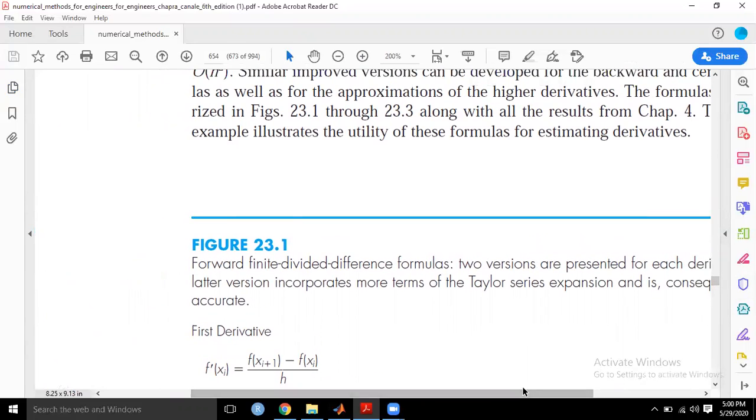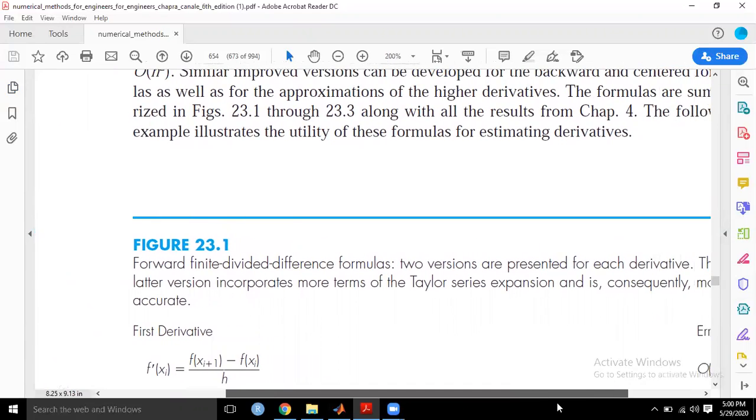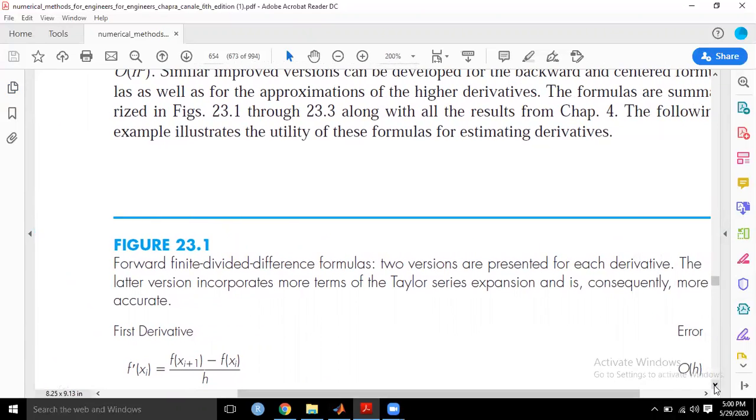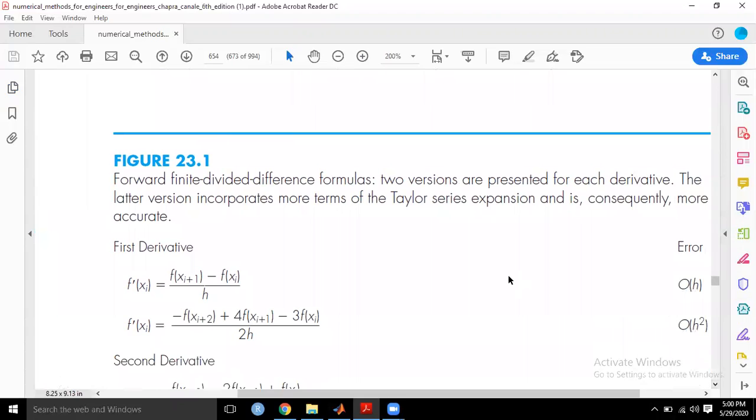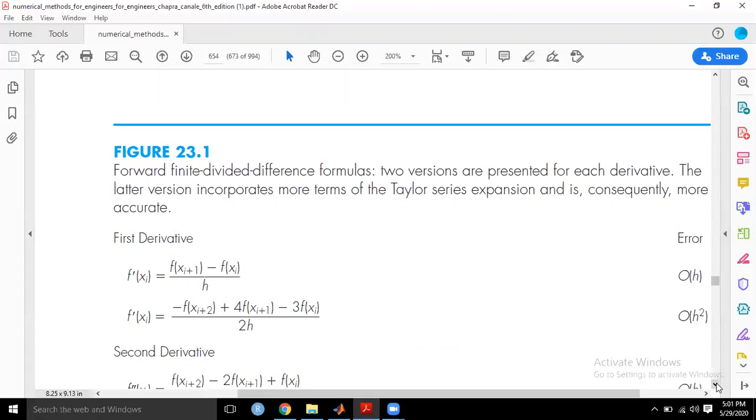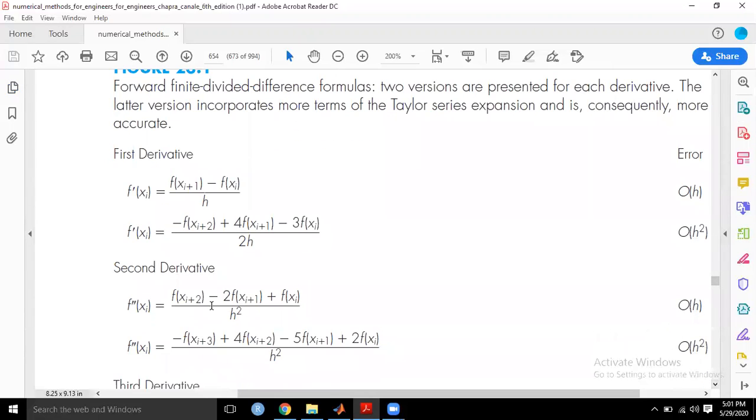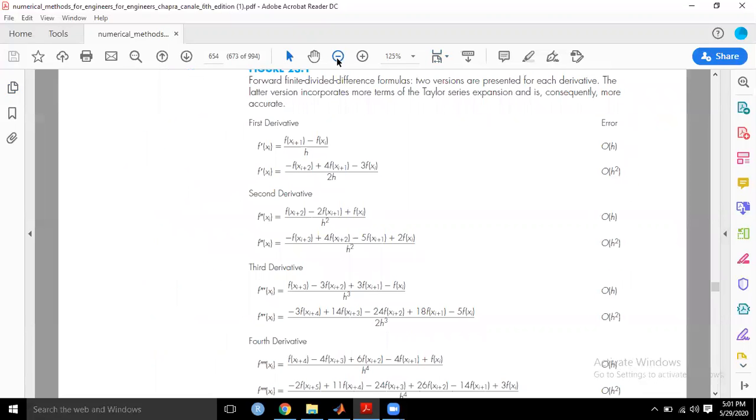Similarly, we can go for the double derivative using the forward numerical differentiation. Here we can see order of h squared for the first derivative, and then order of h for the second derivative, and order of h squared for the double derivative. We can derive these formulas from the Taylor series expansion. Similarly, here we have the formula for backward.